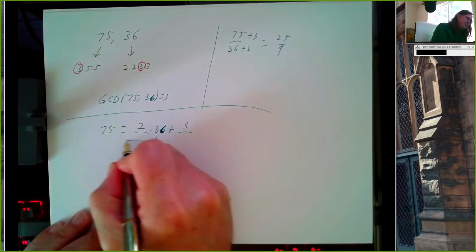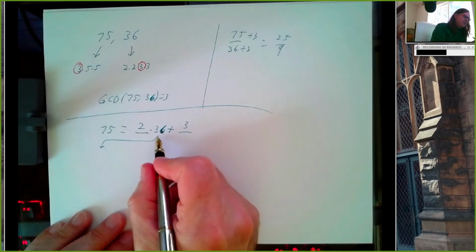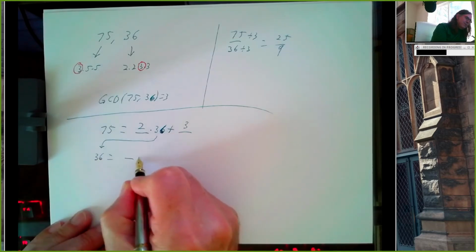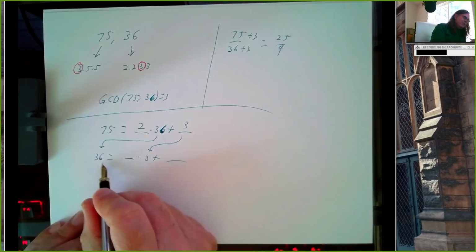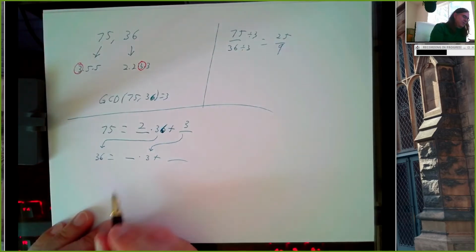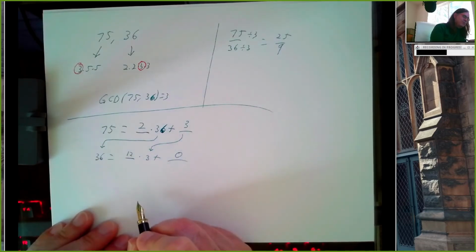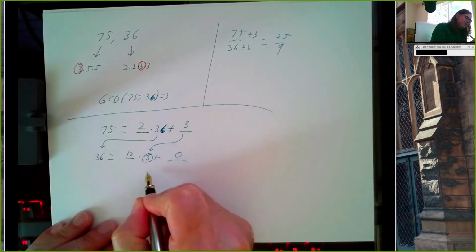Now we ignore that 2, the number of times it went in, but we take the 36 and carry it over here, and we take the 3 and we carry it over here. And now we write 36 as something times 3 plus something. So 3 goes in exactly 12 times, we have 0 left over. When we get to 0 left over, this is our GCD.